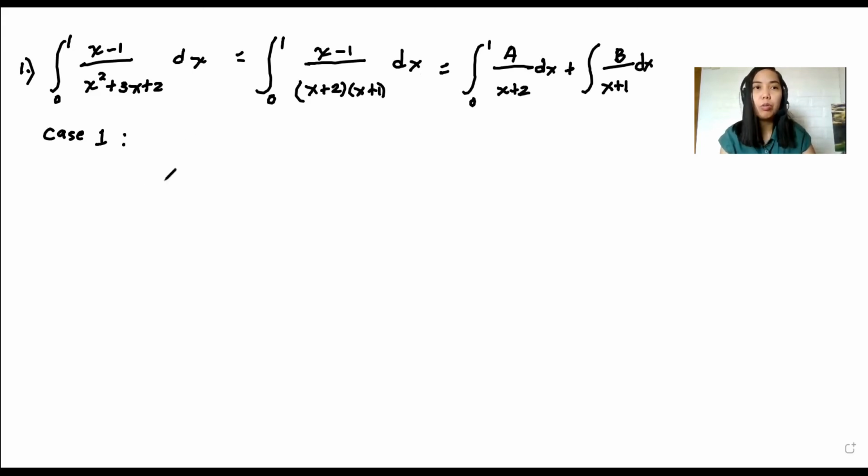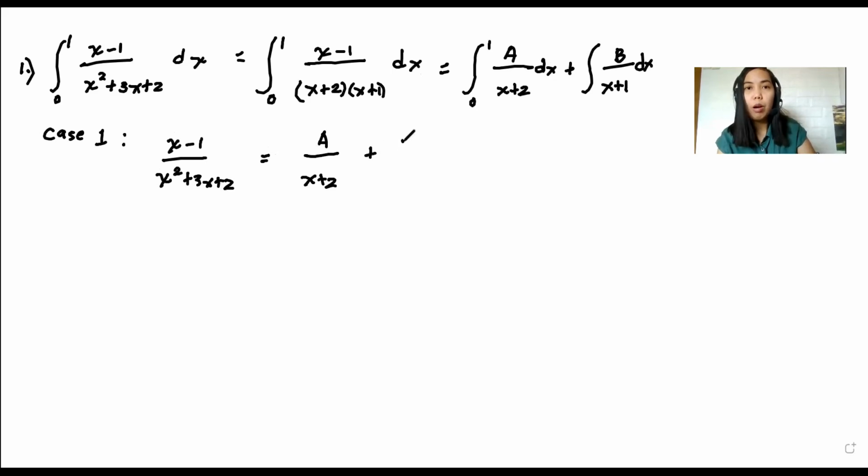How are we going to do that? You copy the given, x minus 1. Before we get the integral, let's first find the values of a and b. So x minus 1 over x squared plus 3x plus 2 is equal to a over x plus 2 plus b over x plus 1. We need to get the value of a. So we get the LCD, which is x plus 2 multiplied by x plus 1, and multiply both sides by the LCD.